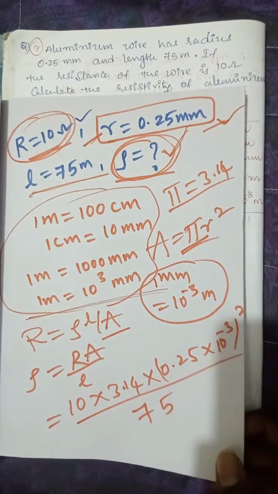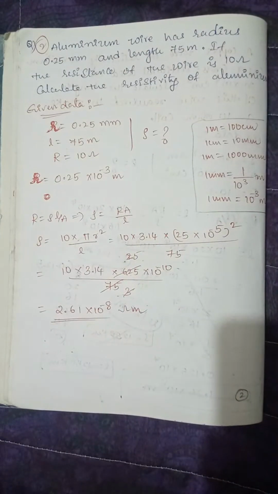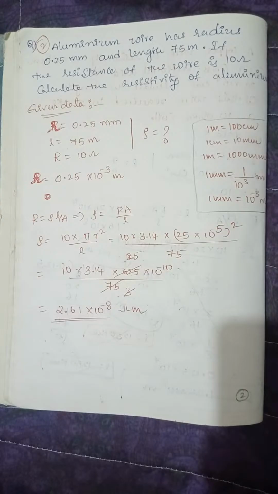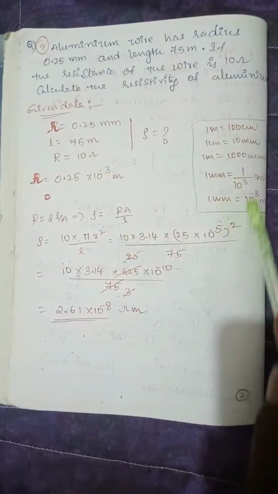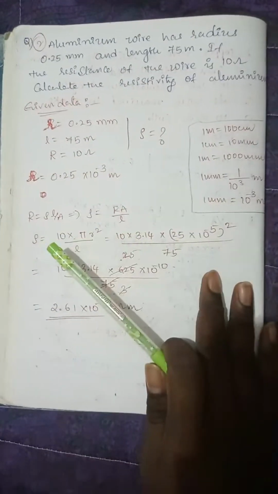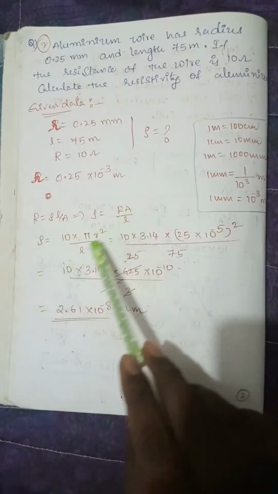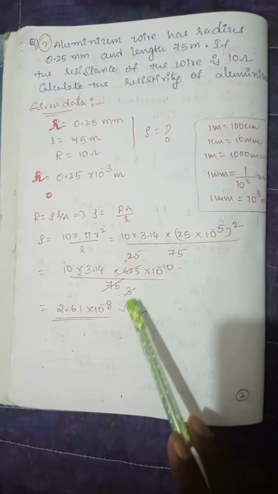See, check once. How much do you get as the answer? Here you can check R equal to rho into L by A. All the values are given, and this is the conversion. The same conversion is here, right? So R equal to rho into L by A, rho equal to RA by L. The area is equal to pi R square. Substitute the values, then you get the answer.